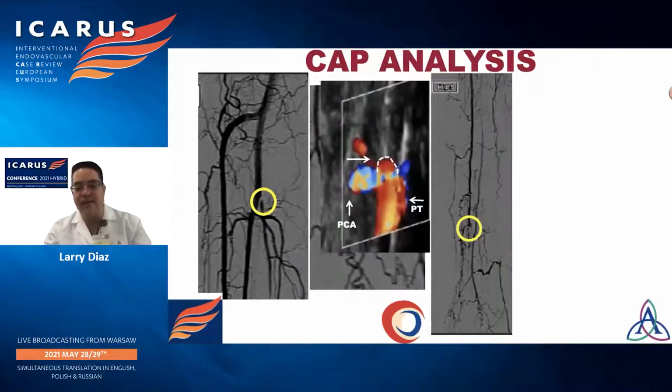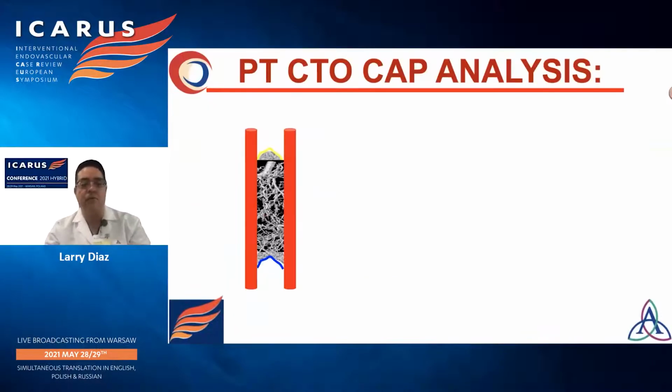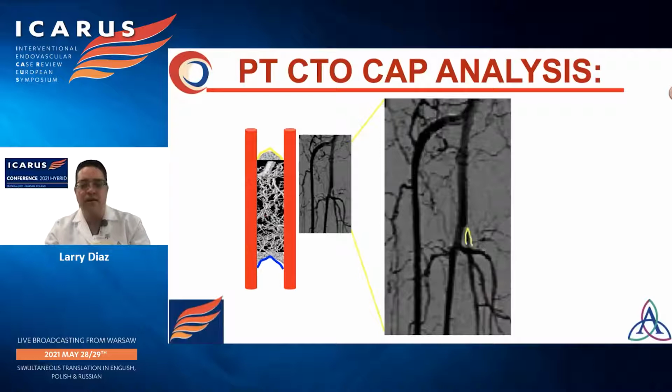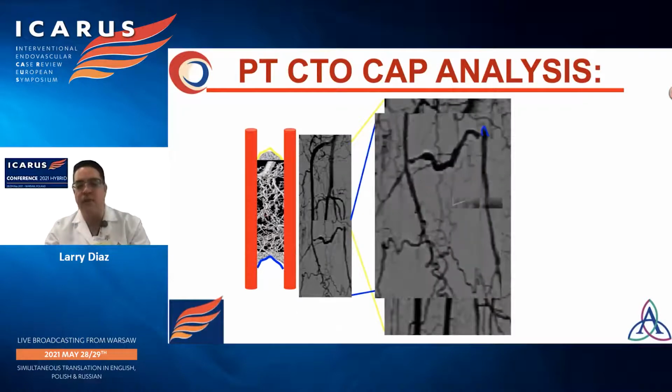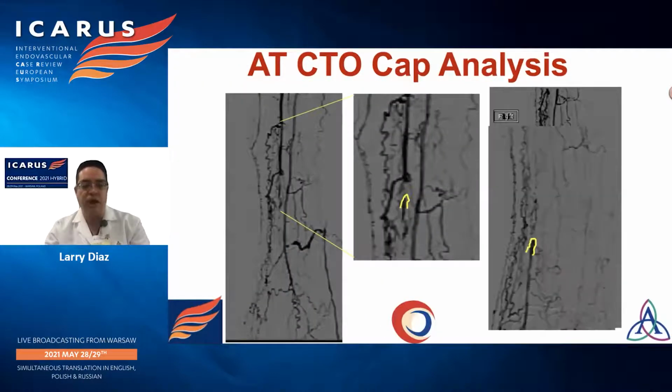The AT distally also has an occlusion with reconstitution as an island in the dorsalis pedis, which also has a retrograde cap. As we know, performing a CTO cap analysis based on the CTOP study, we can see that the retrograde cap favors a retrograde strategy, which is what we ended up performing for this particular patient. The same happens in the AT, with both retrograde concave caps.